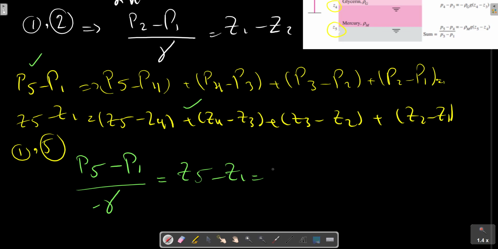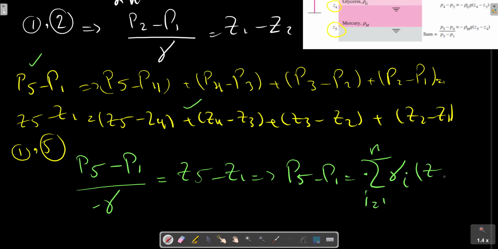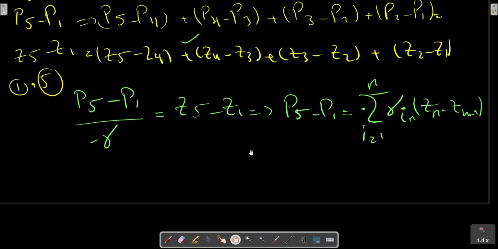For the various liquids with different densities, we have this relation, with the sum from i equals 1 to n of gamma i times Zn minus Zn minus 1. For example, in this picture, we can calculate the pressure as this formula.